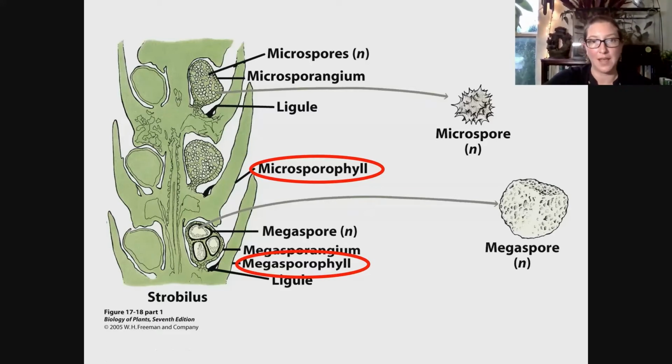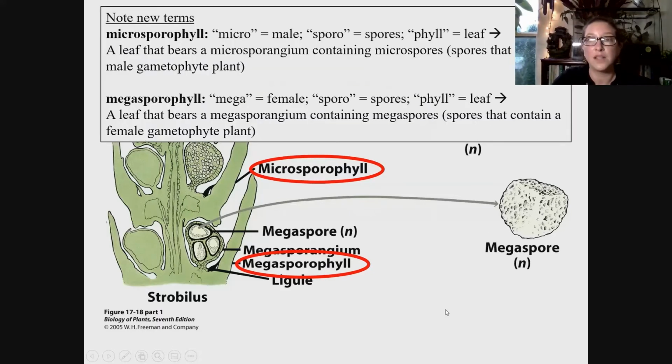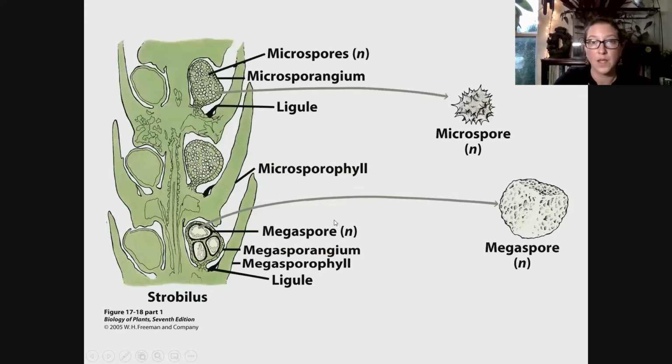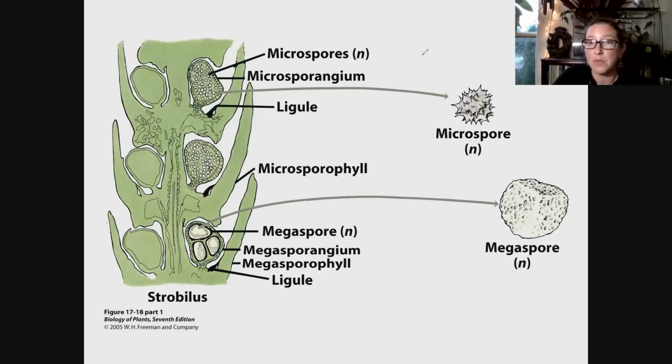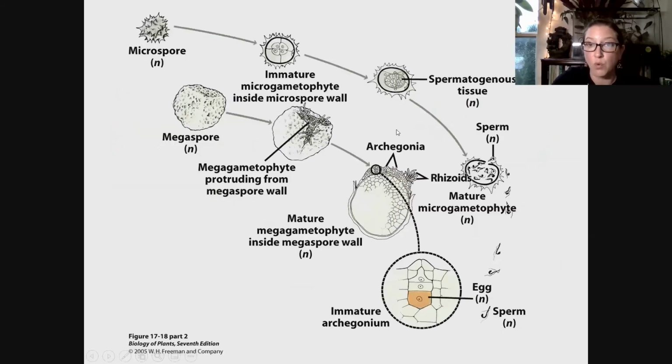So just so when you're looking at these slides on your own, here you go: microsporophyll, megasporophyll, and the terms that I just described, so you don't get confused. All right. So microsporangium is going to make microspores. Megasporangium is going to make megaspores. And the female and male gametophyte plants are in those spores.